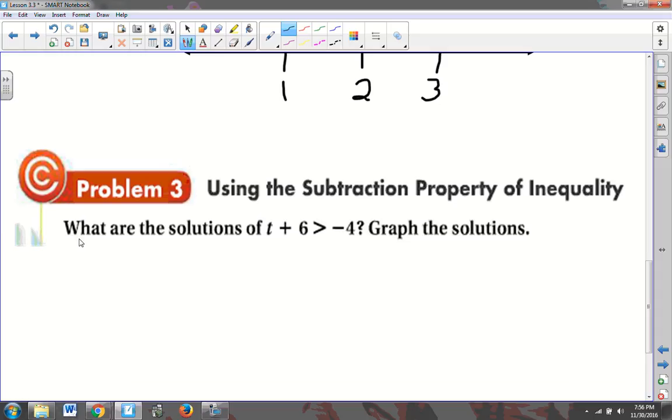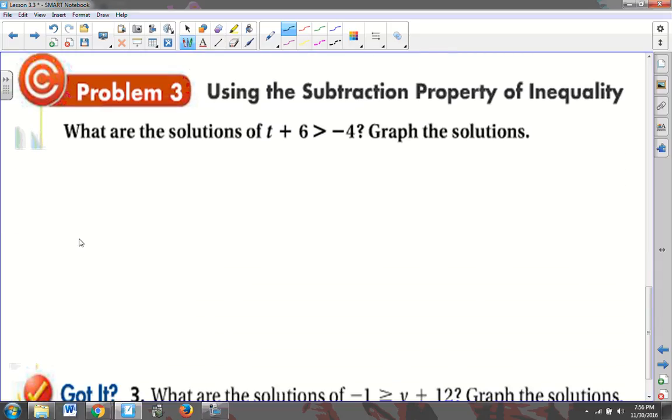We can also do the same if we have a variable plus some number. In this case, t plus 6 is greater than negative 4. They want us to solve that, find the solutions and graph them. So if I want to get rid of a plus 6, I have to subtract 6 on both sides.